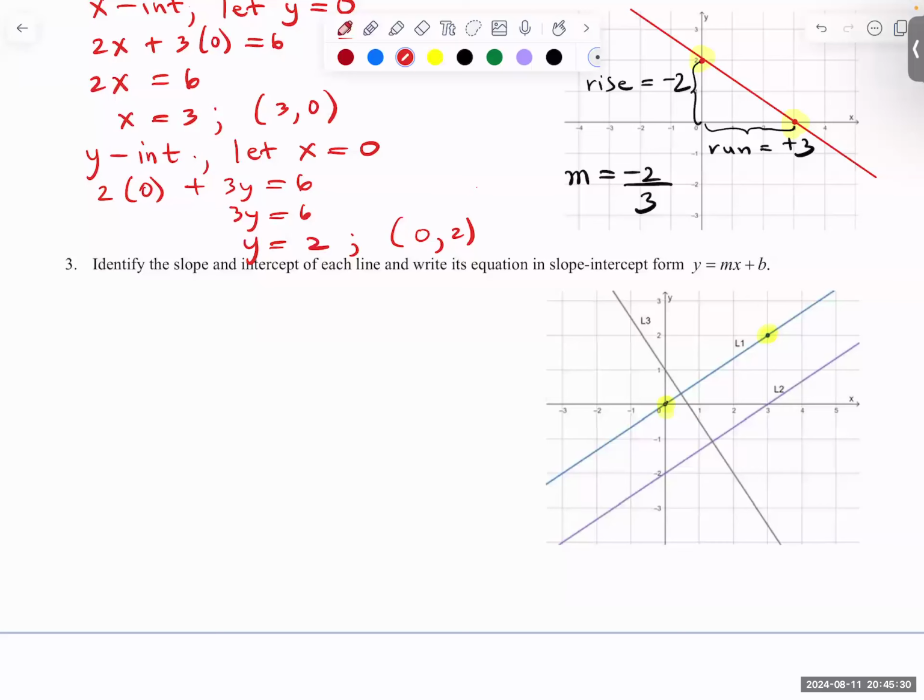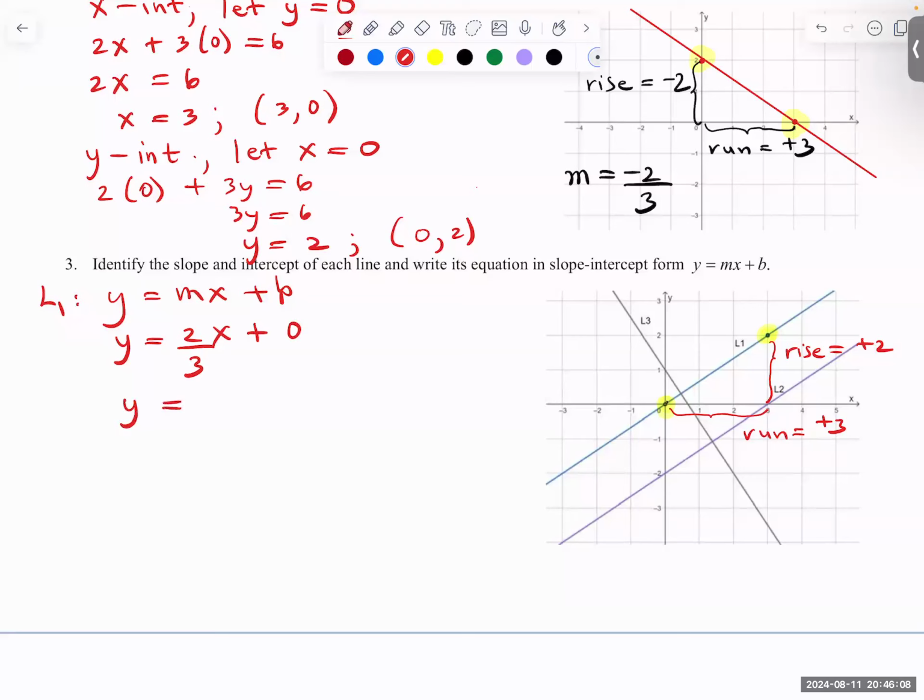So we'll use rise and run from the origin to the second highlighted point. The vertical rise is +2, and the horizontal run is +3. Therefore, the equation for line 1, y equals mx plus b, y equals slope, rise over run, is going to be 2/3 x, and b is the y-intercept, which is 0. So we can just write that as 2/3 x and leave out the +0.